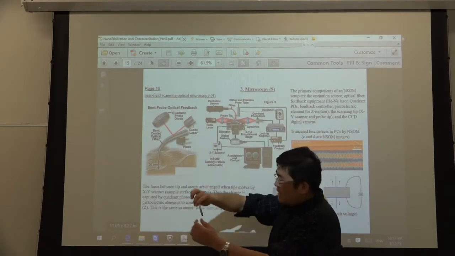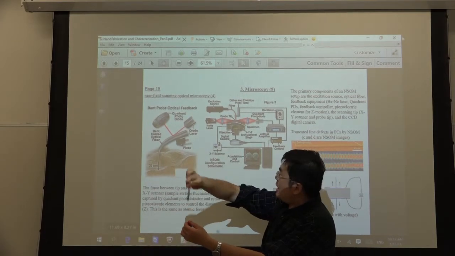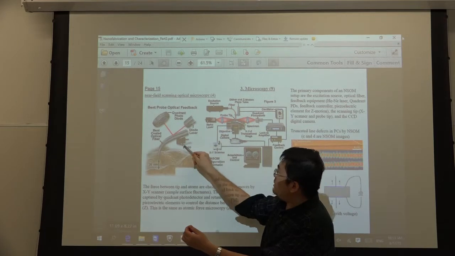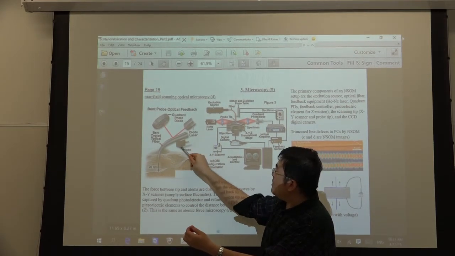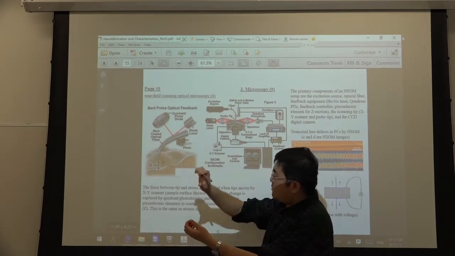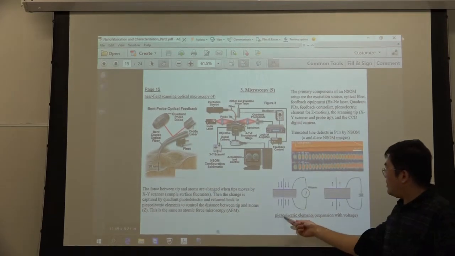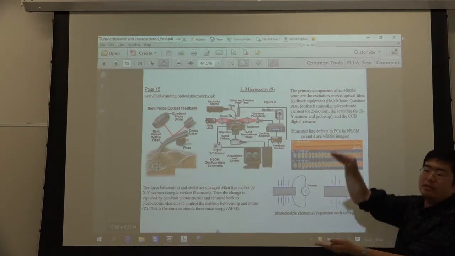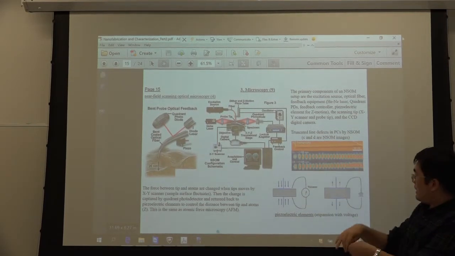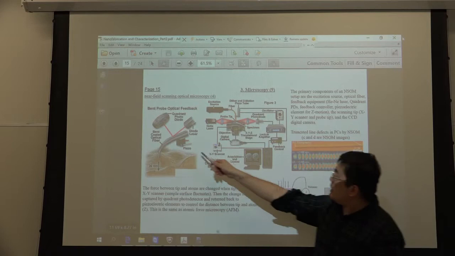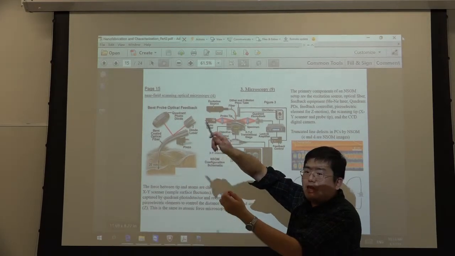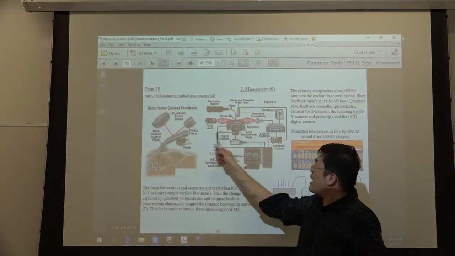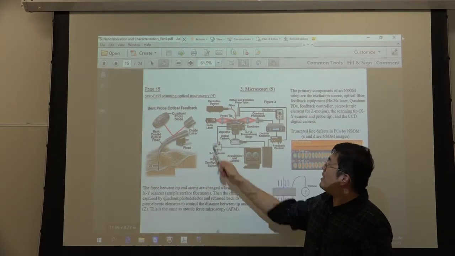Because I said there's a force between atom and tip, they oscillate. The oscillation will be sensed by the photodiode, and they have a feedback to the piezoelectric element. This element can be pressed. This is called the piezoelectric effect. If you add a voltage, it can compress or expand, and they can tune this height. This is a feedback technique. They also use an XY scanner.